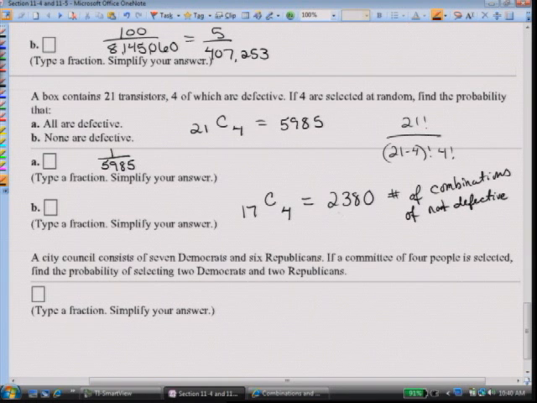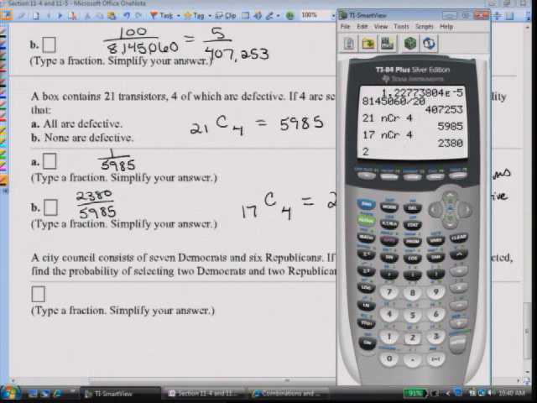And so if you do 2,380 and you divide that by 5,985, that will be the probability that you select 4 that are non-defective. So if you do 2,380 divided by 5,985, and then you can math frac that to get the reduced fraction of 68 over 171.